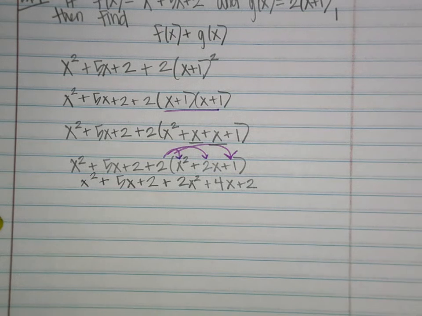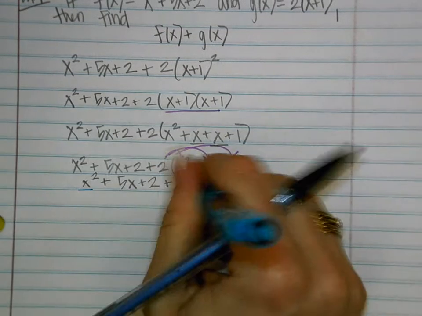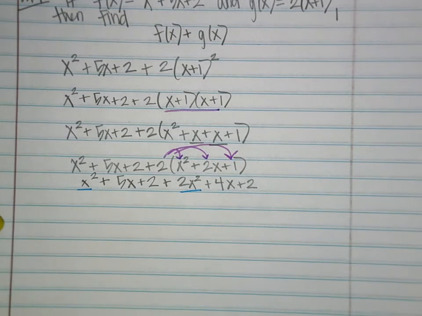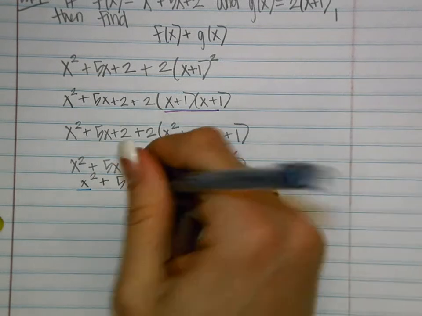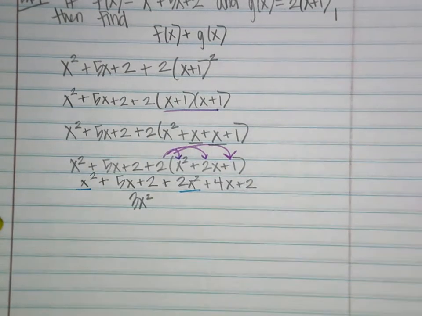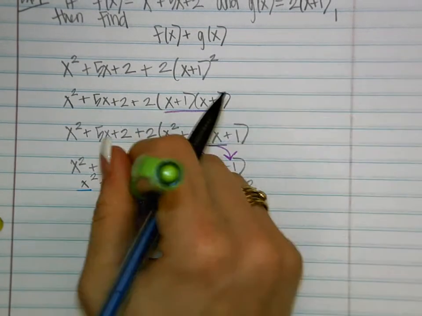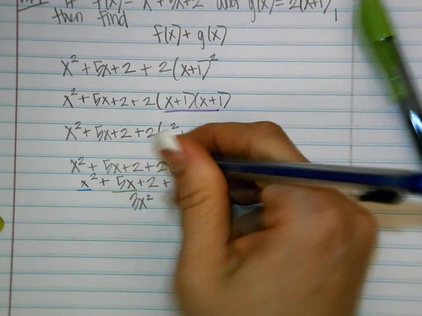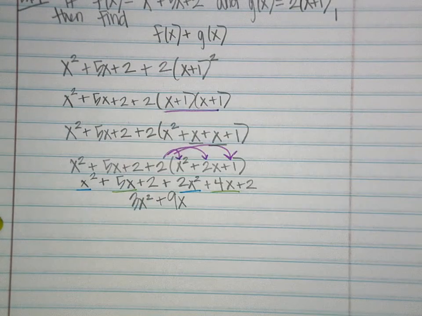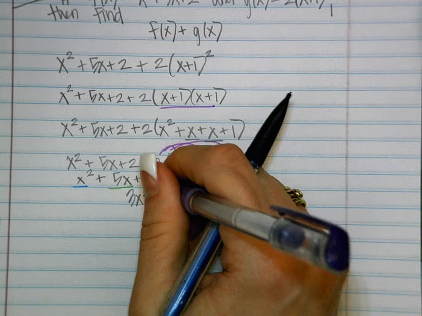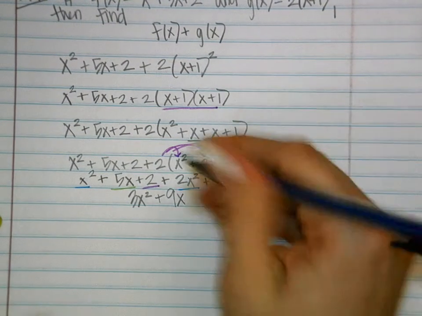Okay, so combine together your squares. So x squared and 2x squared gives you what? 3x squared. Okay, combine together your x's. So 5x and 4x is a plus 9x. And finally, combine together your numbers. 2 plus 2 is equal to 4.